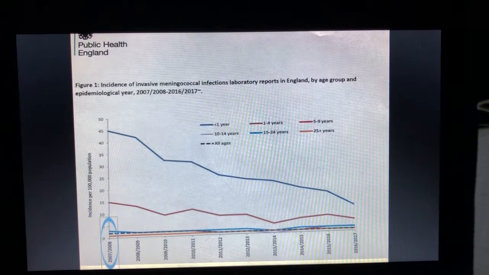In the 2016-17 year, we can see that if we add up the total incidence in the under 1 and the 1 to 4 year old group, we get roughly 20 to 25 per 100,000.